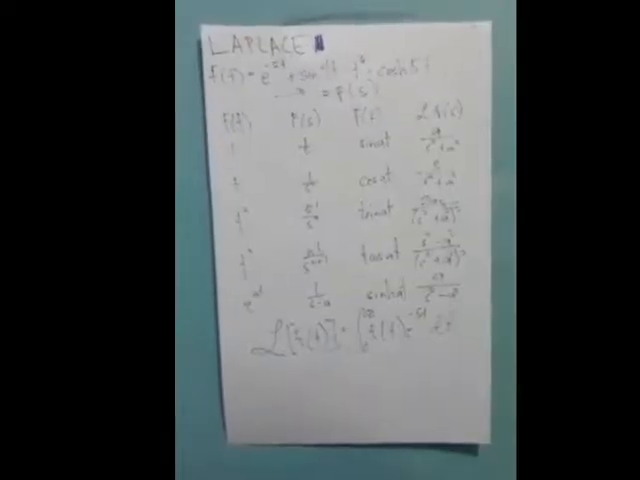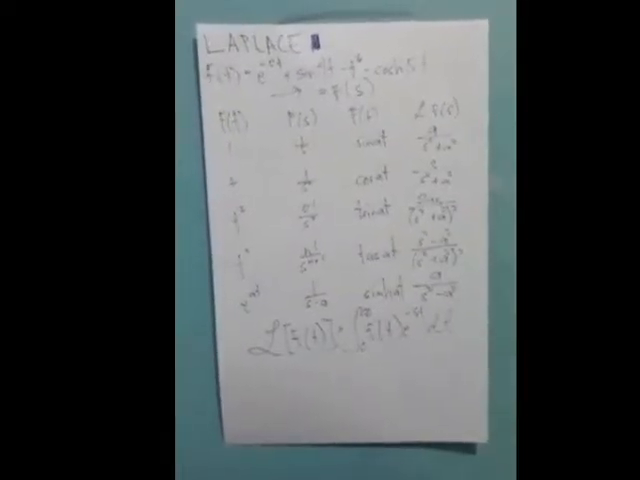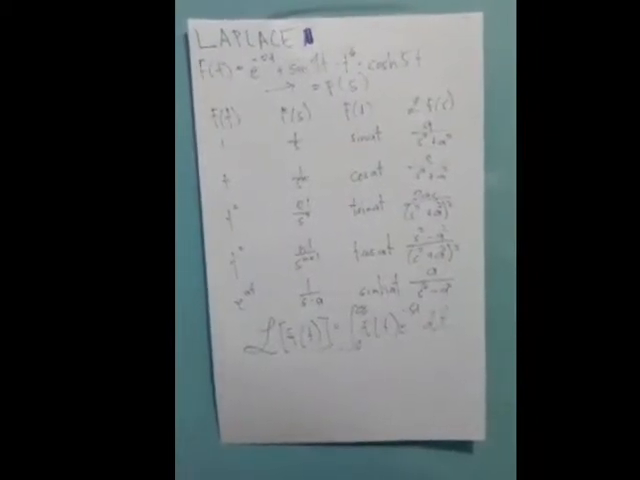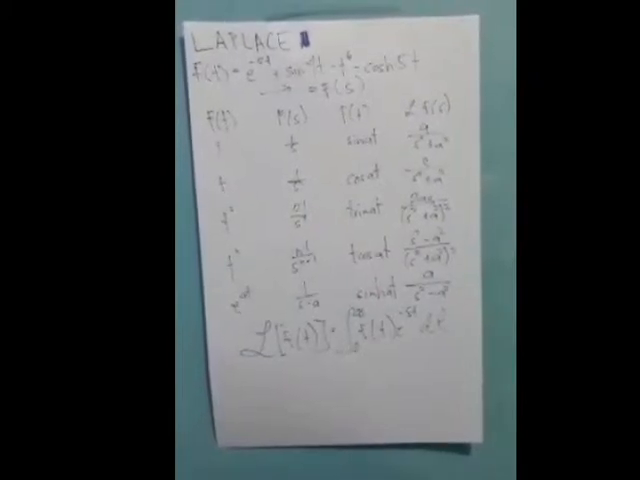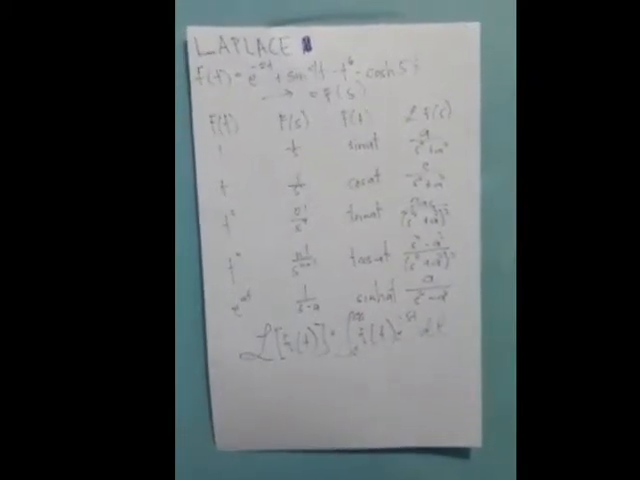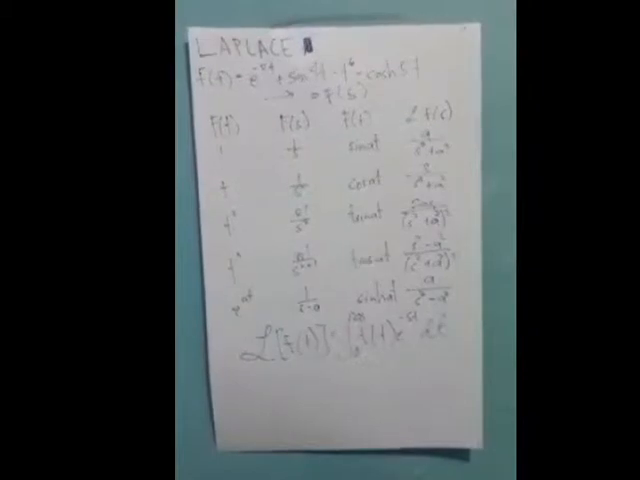Here, we're given a function f of t, then we will transform it to a Laplace transform F of s. These are the set of Laplace transforms that we are able to get by integration with the limits of 0 to infinity.